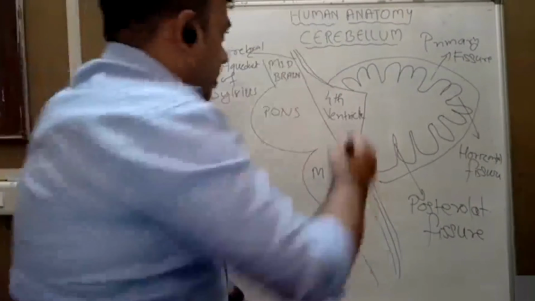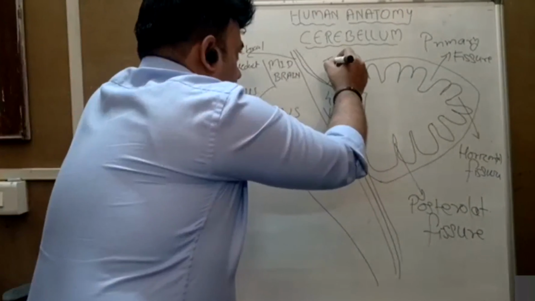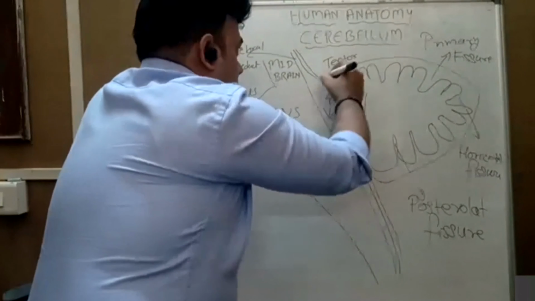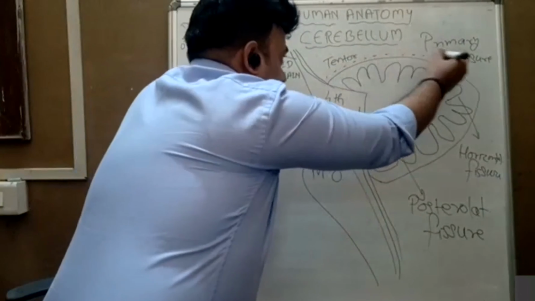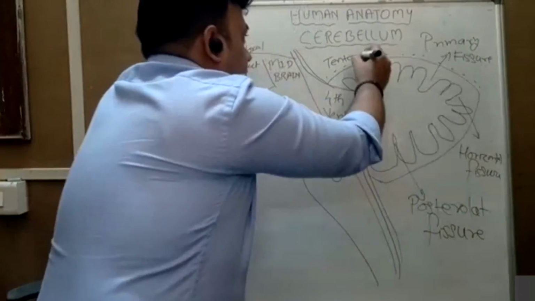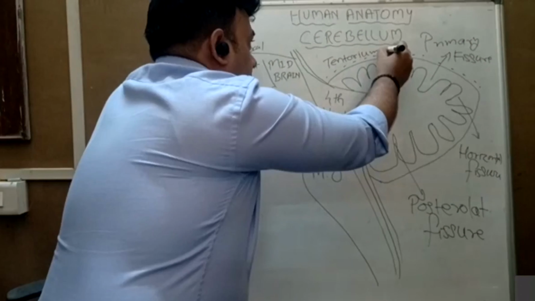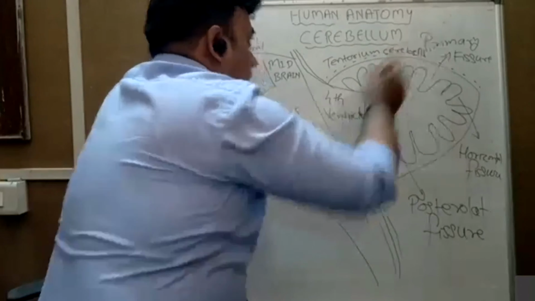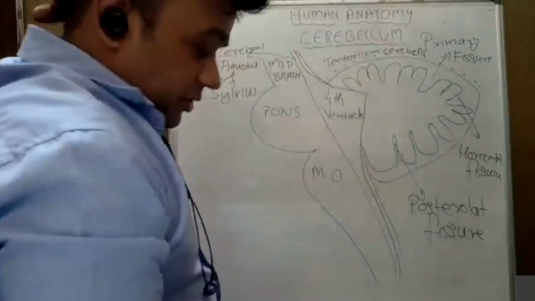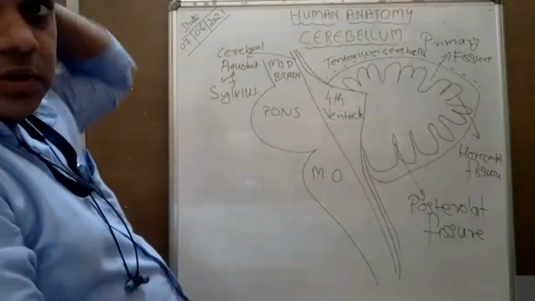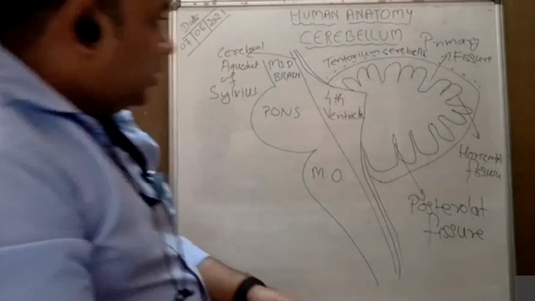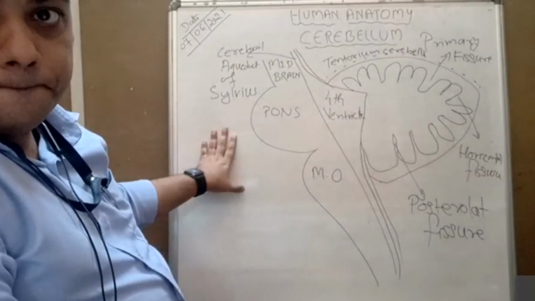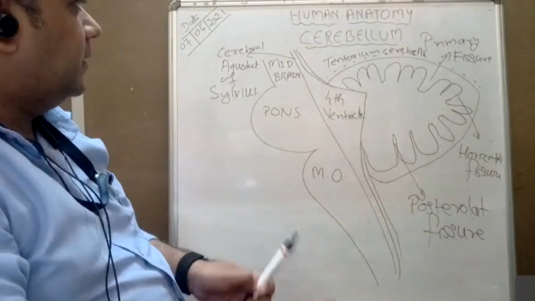I will also make the tentorium cerebelli for you. I can't draw here right now. If you want, I will just cover it with a dotted line. Tentorium cerebelli. Tentorium cerebelli. Got it? Okay. So can I rub it and proceed further? Okay.